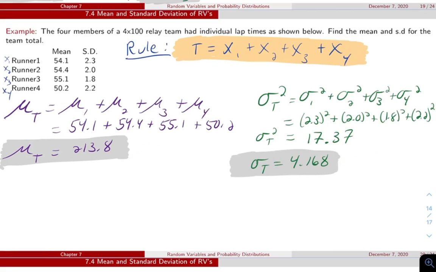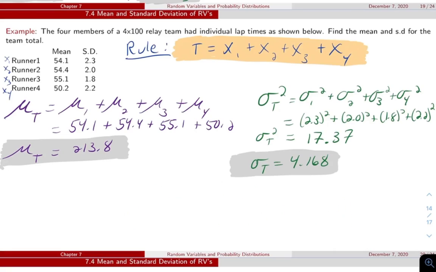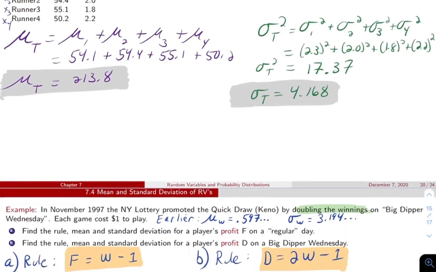And one thing I want you to notice is that the square root of a squared plus b squared does not equal the square root of a plus b. So you need to go through this process. It's like the Pythagorean theorem.